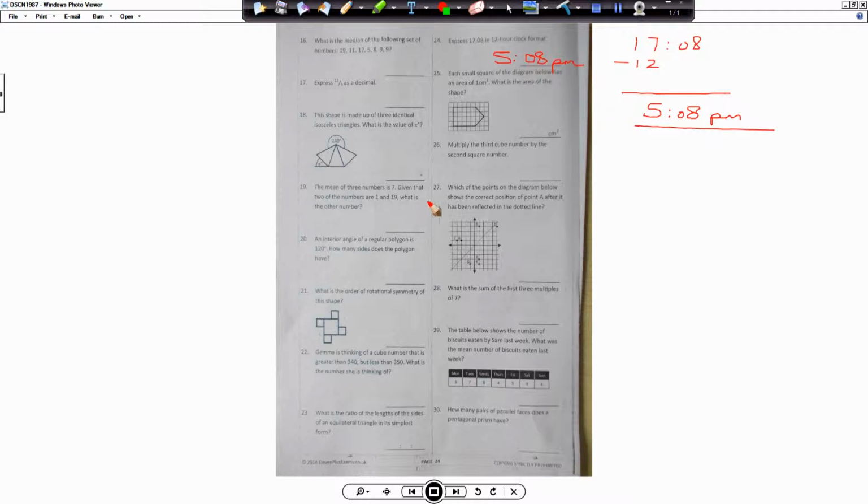Okay, each small square of the diagram below has an area of 1 centimeter squared. What is the area of the shape? So what we need to do, you got 1, 2, 3, 4, 5, you got 1, 2, 3, 4, yeah? Hang on one second, let me just change the color on that one. So we had 5 times by 4 for this part here. Okay, up to here.